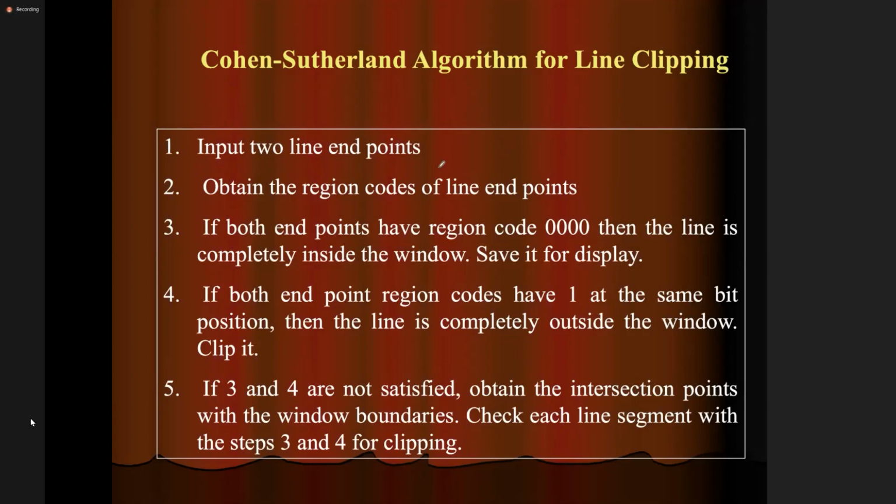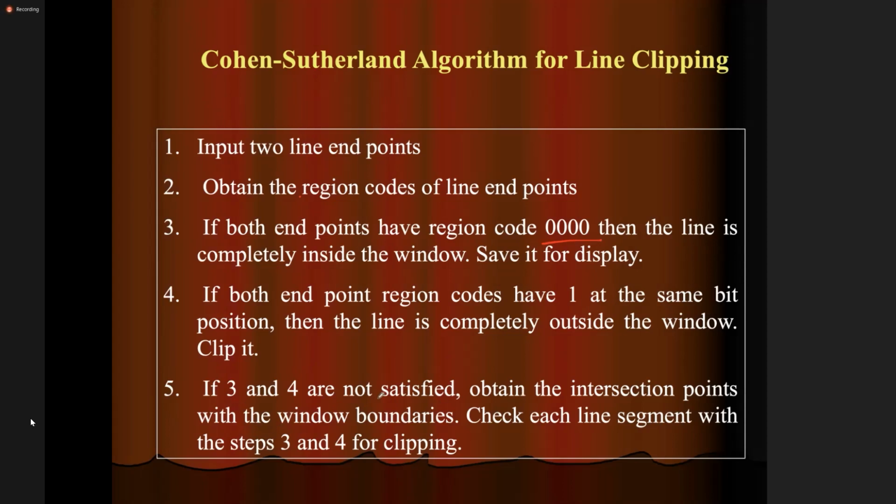Input 2 line endpoints. First, what we do is we feed 2 line endpoints and obtain the region codes of the line endpoints. If both endpoints are 0, 0, 0, that is the first thing we consider, then the line is completely inside the window. Save it. If both endpoint region codes have outcode multiplication giving 1 at the same bit position, then clip the line completely outside the window.